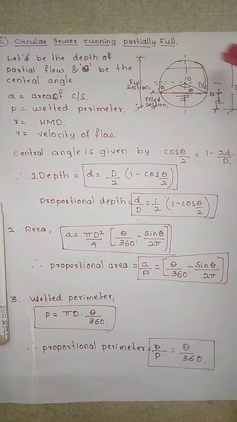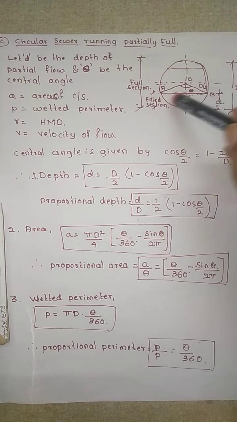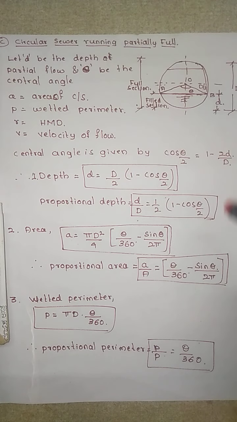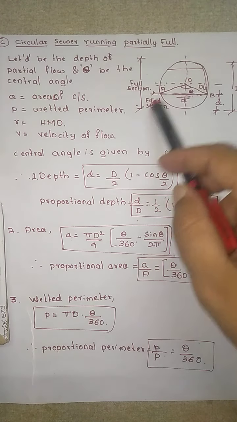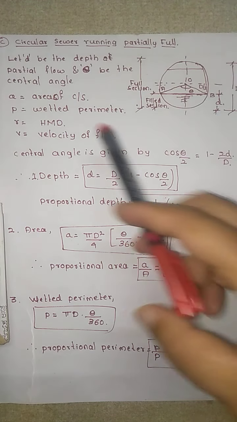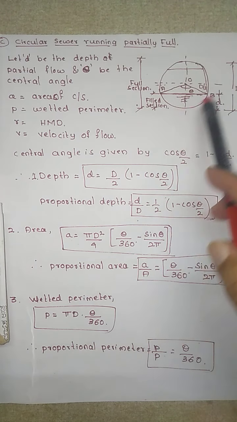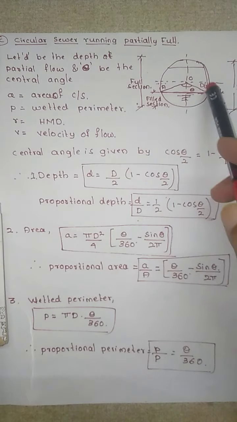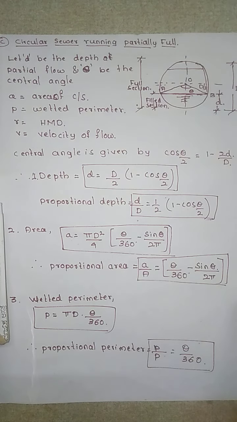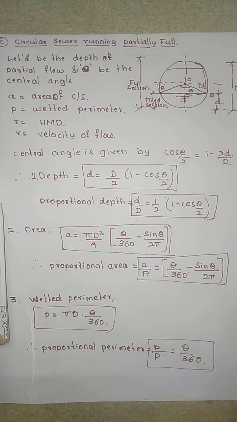Now let small d be the depth of the water, the partial flow, in this circular sewer. Till this mark you are going to have water with depth d, and theta is the central angle it makes. Then small a is the area of cross section, p is the wetted perimeter, r is the hydraulic mean depth, and v is the velocity of flow.